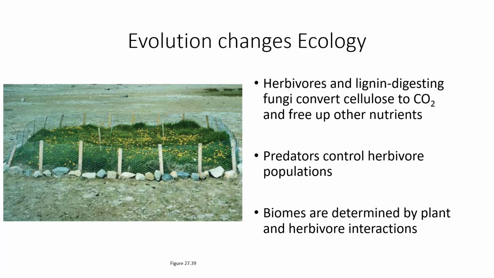So we see how fungi will change an ecosystem. We can see how herbivores change an ecosystem. Here's an example where we've caged a certain amount of the land away from herbivores, and you can see how it is very different looking than the land eaten by the herbivores. Predators control herbivore populations and allow the land to stay greener, so the evolution of predators will actually change the amount of greenery around. Remember that biomes are determined by plants and their herbivore interactions.